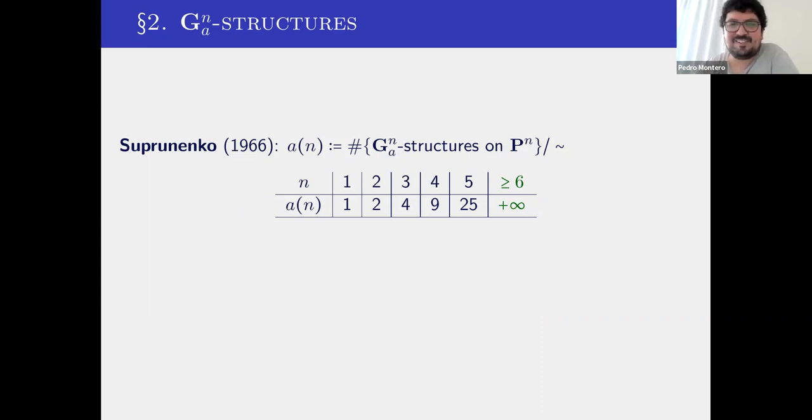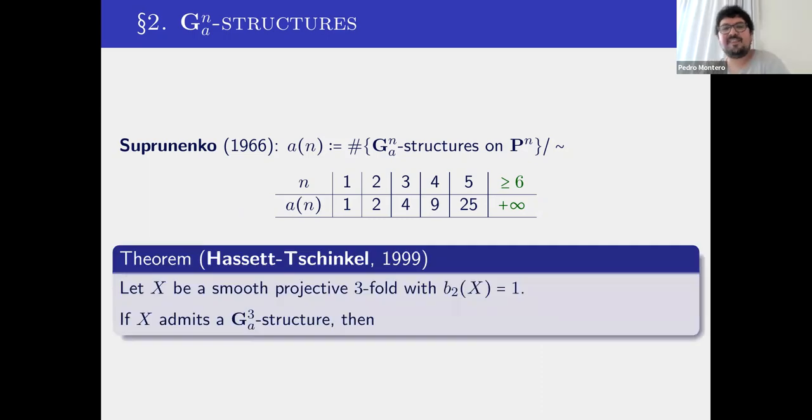Okay, so just save this in your mind. And using this correspondence, Hassett and Schinkel showed the following theorem. If you look at a smooth projective threefold with Picard rank 1, Betti 2 equals 1, if you want, then this is additive, which is a particular case of being a compactification of the affine space, right? You have to be the projective space or the quadric. This is a very nice result by Hassett and Schinkel.